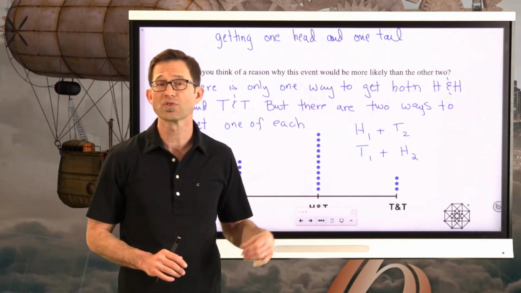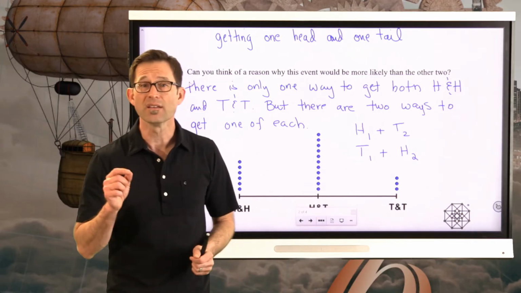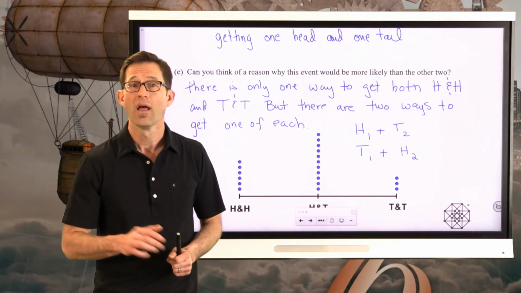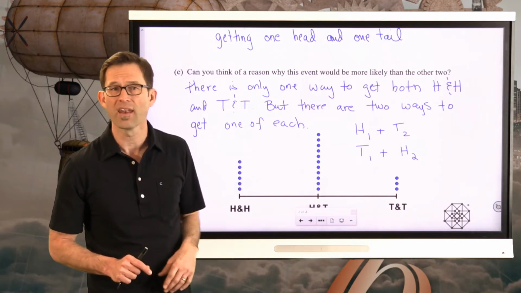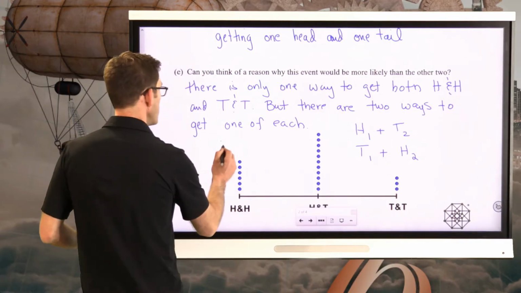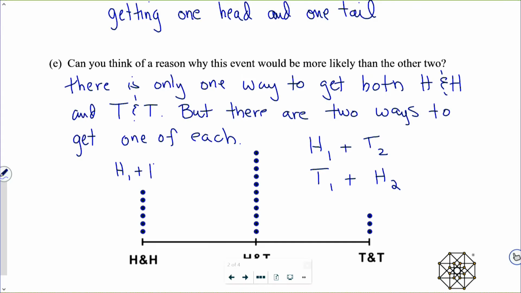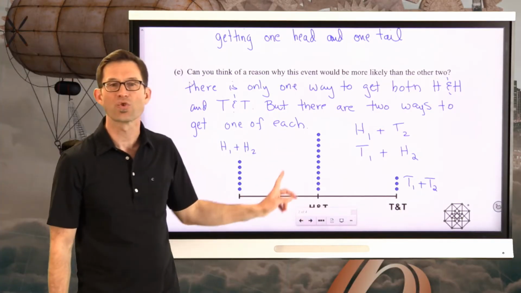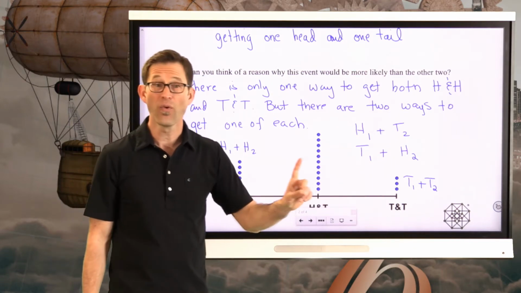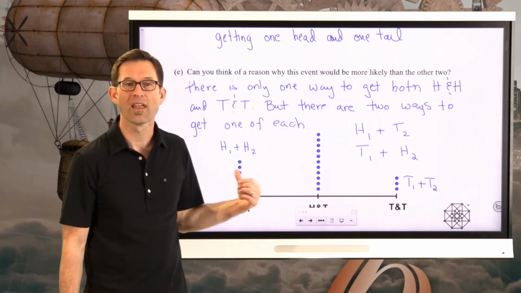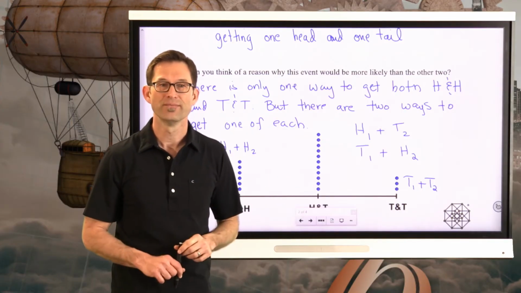If I get a head on the first coin and a tail on the second coin, that is a different physical thing than getting a tail on the first one and a head on the second one. So, to get a head and a head, right? Well, there's only one way to do that. That's to get a head on the first coin and a head on the second coin. And likewise, tail and tail, that's a tail on the first and a tail on the second. But this one actually has twice as many ways of getting that outcome as these two. And therefore, it's twice as likely as these two to happen.